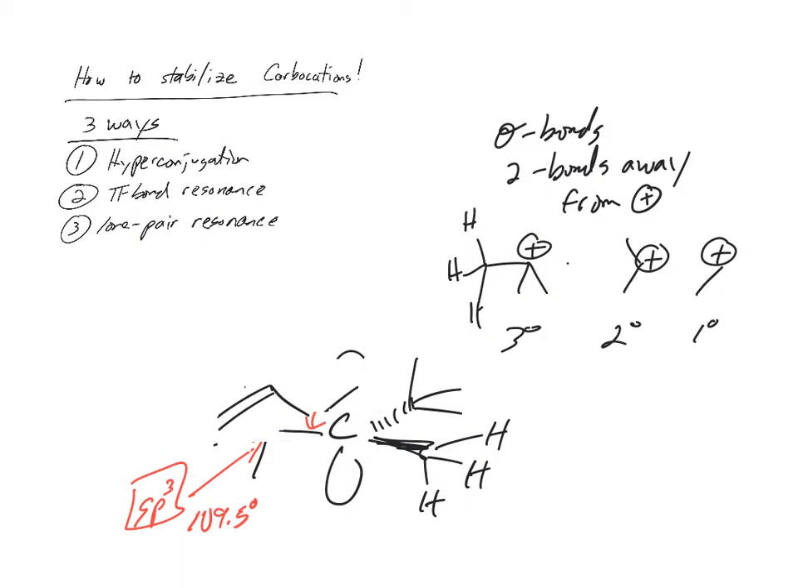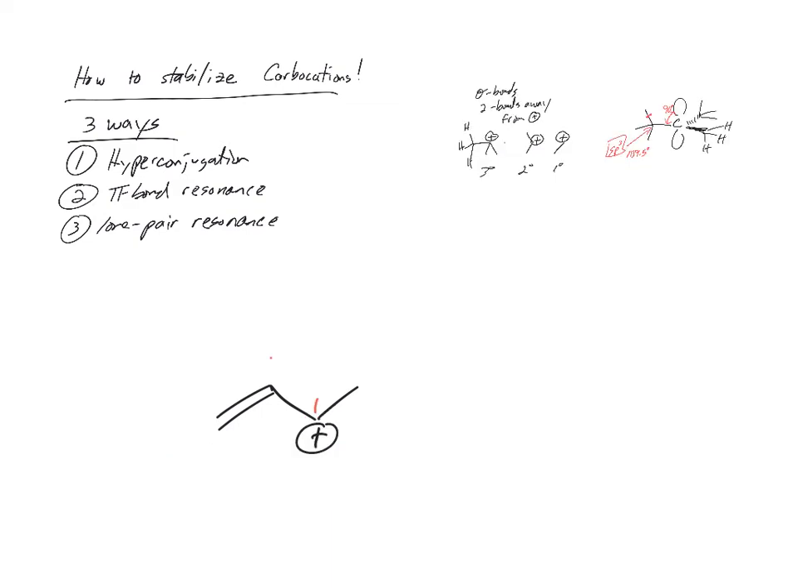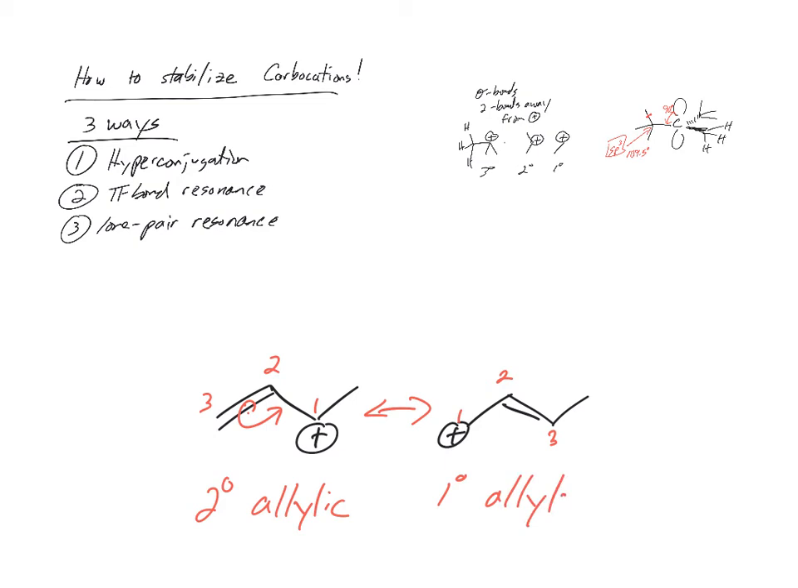So what about number 2, pi bond resonance, which is more stabilizing than hyperconjugation, because with pi bond resonance, we're actually moving the electrons around. We're actually spreading out the charge. So since we're going to do some resonance, let's number our atoms so we don't forget anybody. This is an allylic carbocation. It's a secondary allylic carbocation. And do a resonance form. Plus charge there. That's on carbon 1 now, 2, 3. This is a primary allylic carbocation. Which one's more stable?